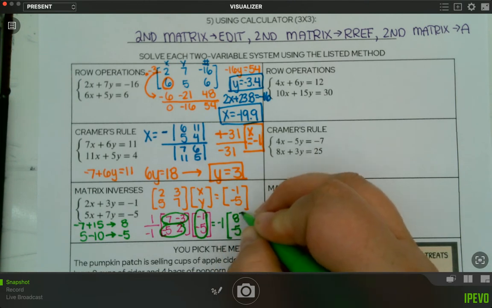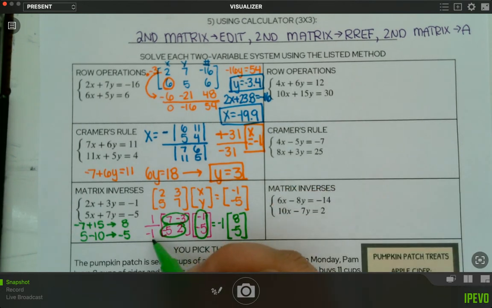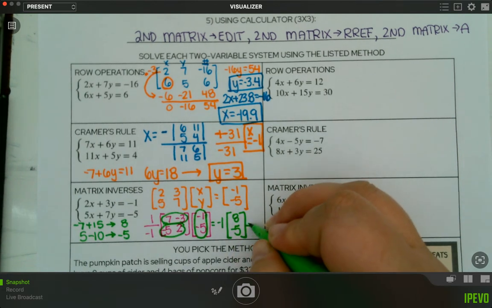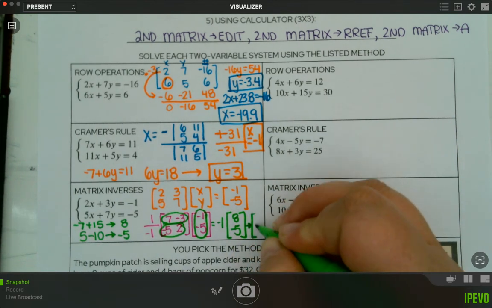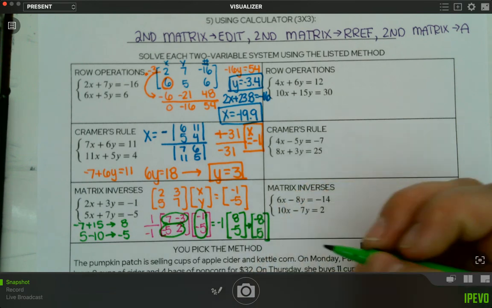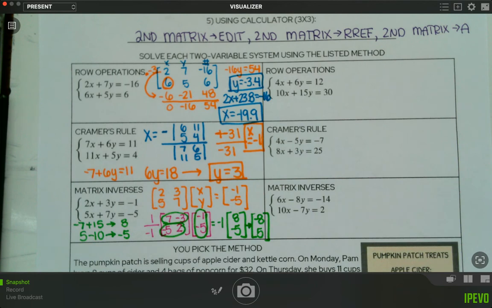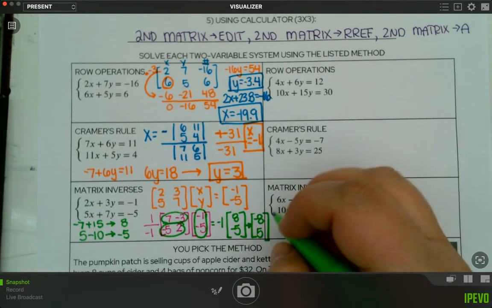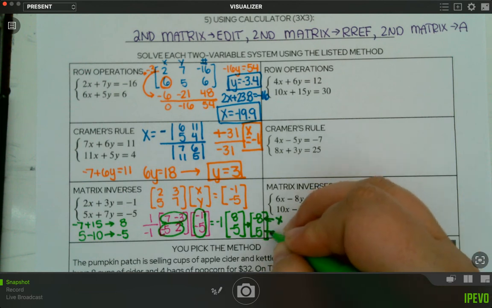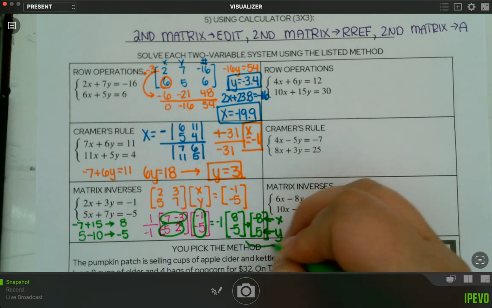Okay, and then I still have this 1 divided by negative 1, which is negative 1, that I need to multiply by. So basically, it just changes my answers to negative 8 and positive 5. But sometimes that's a number. Like if it was a 1/2, I would need to multiply both of those by 1/2. Okay, and then this is going to be your x value, and this is going to be your y value. Just make sure you know which one's which.